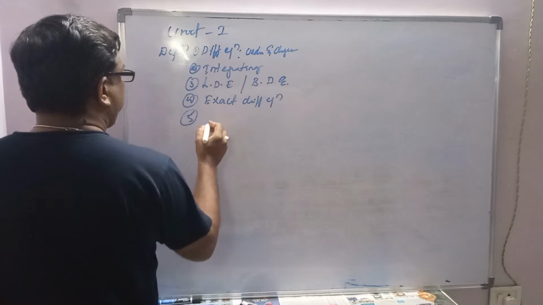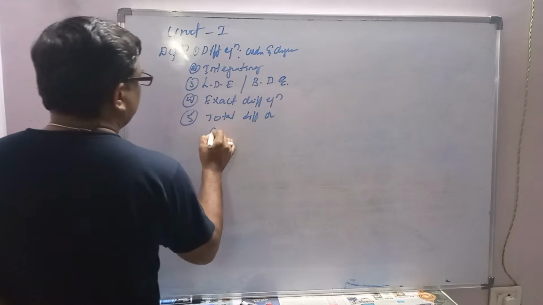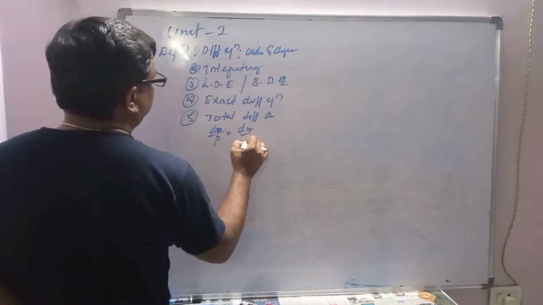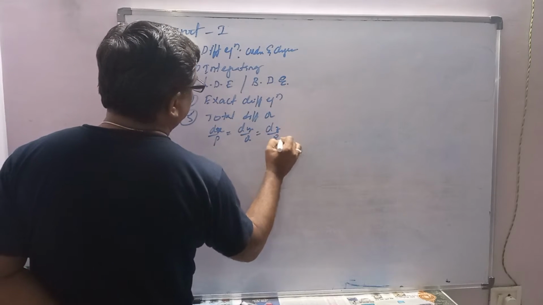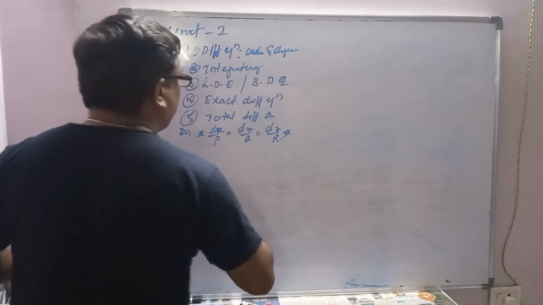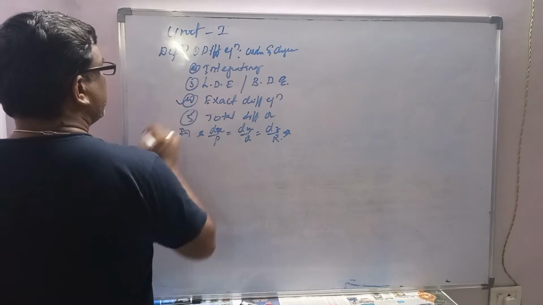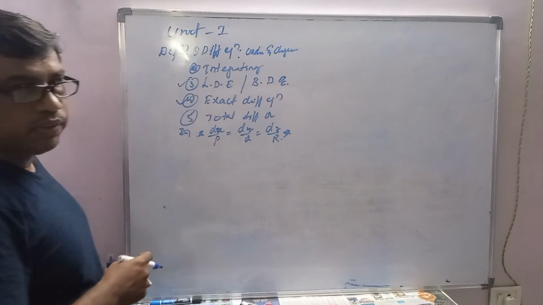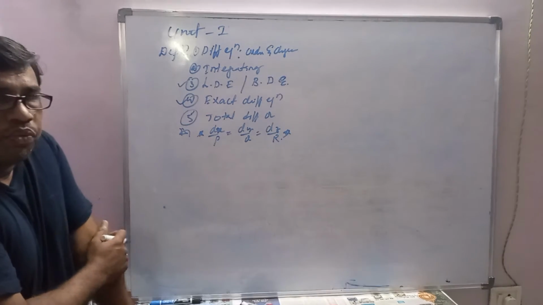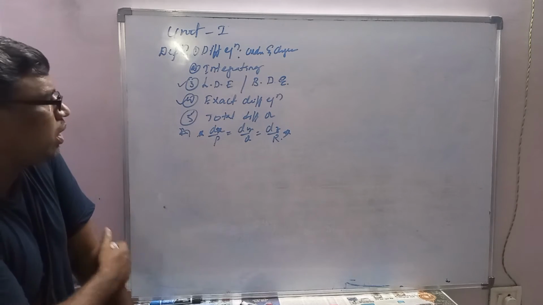Fifth one, total differential equations, which are dx by p, dy by q, dz by r. This type of problems. Right? These are the important topics. Now you have to concentrate on exact differential equations and linear differential equations. Next, other parts are there: the variable separable method, homogeneous, non-homogeneous. Those are very easy, right?